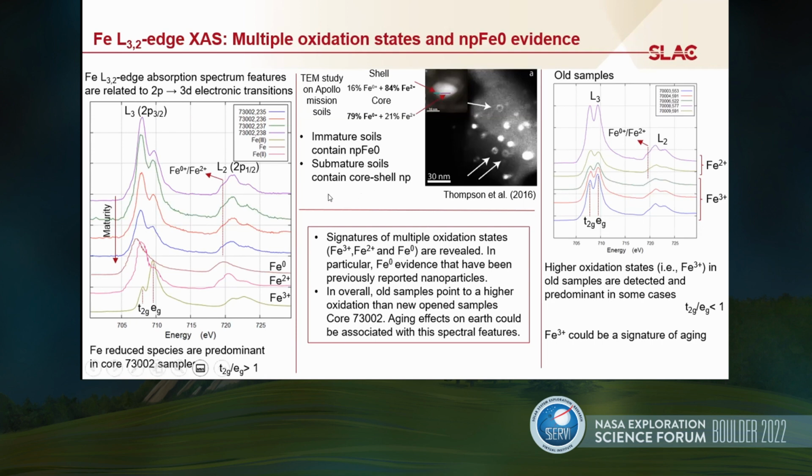So we compare this new sample data with the old samples. We have obtained, for the old samples, features related to iron 3+. So probably this is an average. On average, the old samples are more oxidized in comparison with the new ones. So this allowed me to conclude that iron is probably very susceptible to reacting, because these samples were open for a long time.